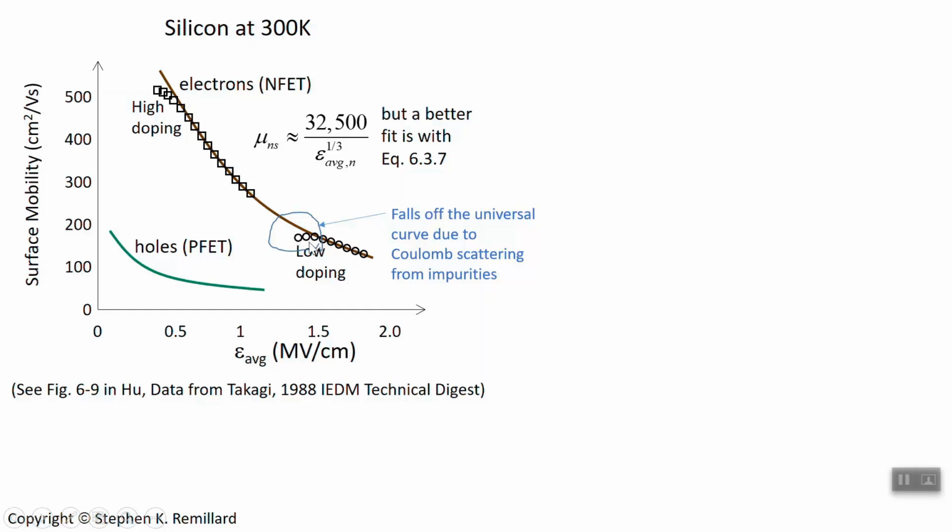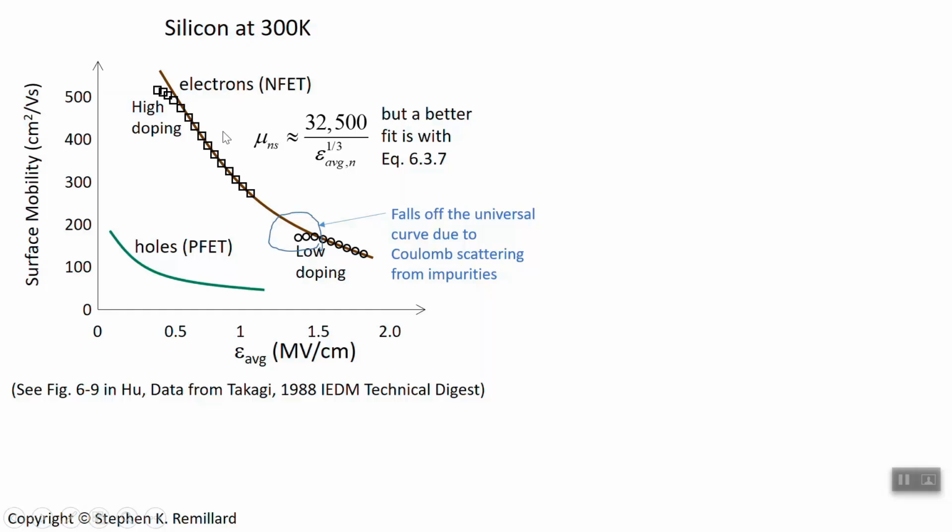And what's happening there is scattering from impurity ions. As you get to lower and lower fields, the charge carriers are going slower and slower, and the scattering off of impurities becomes more pronounced. And so that's what causes deviations at the low end. And this is pretty much the end of the curve right here. And if you need to get a higher mobility, you actually need then to go to a higher doping.